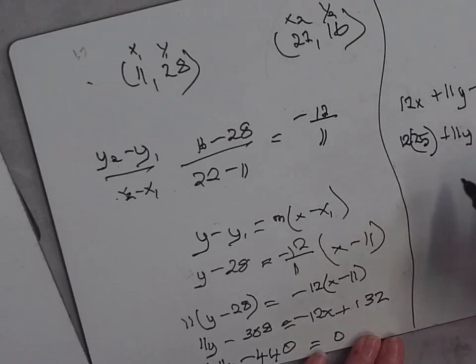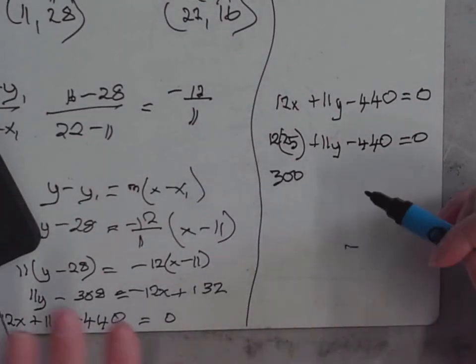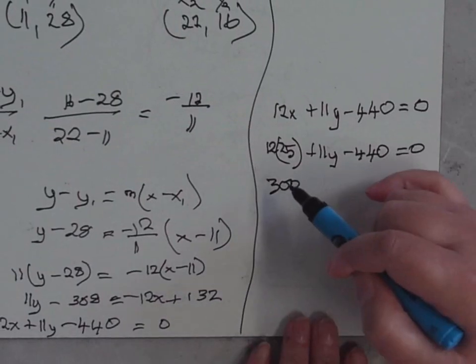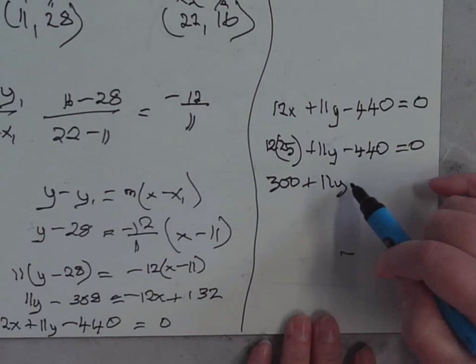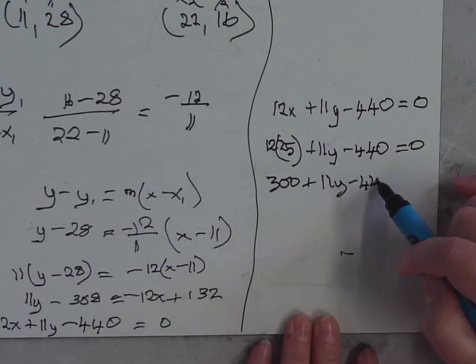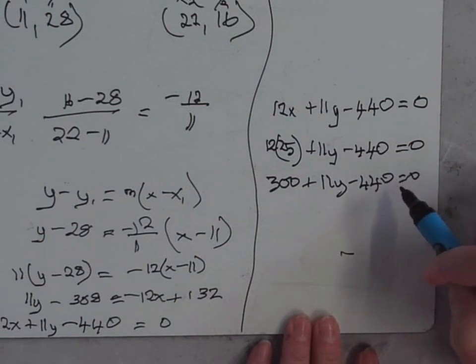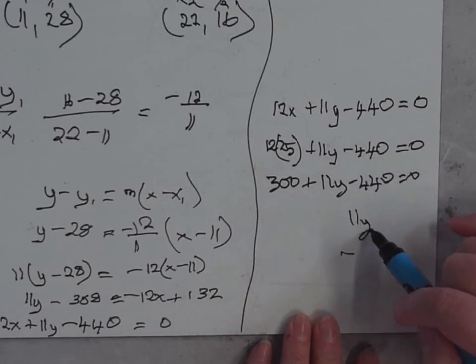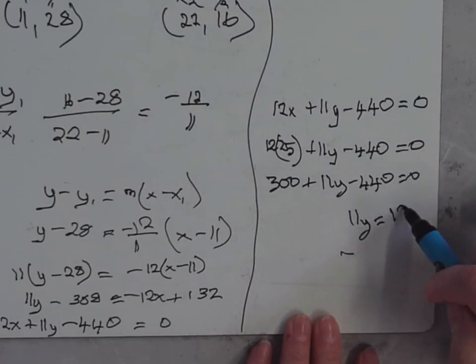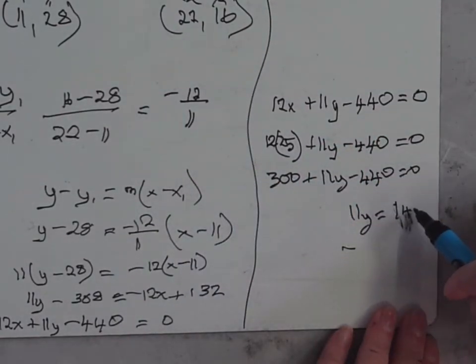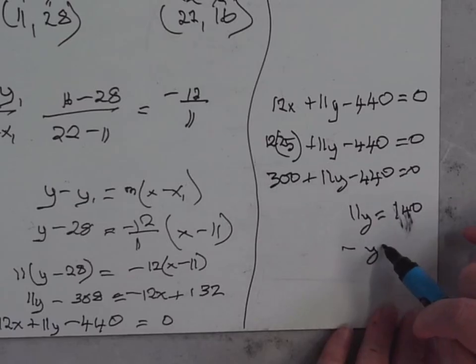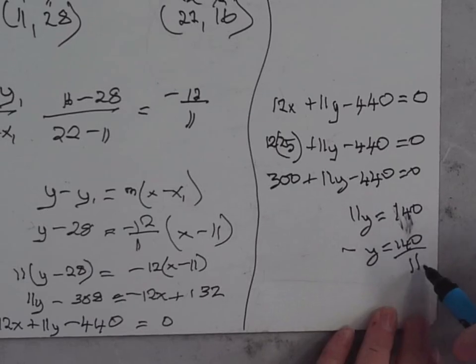So 12 25s is 300. Is that right? It is. Plus 11y minus 440 equals 0. So that means 11y equals 140. So that means y is equal to 140 over 11. Now, that's my answer.